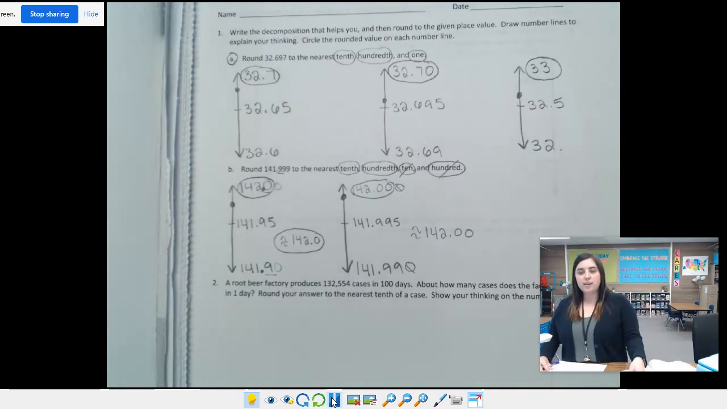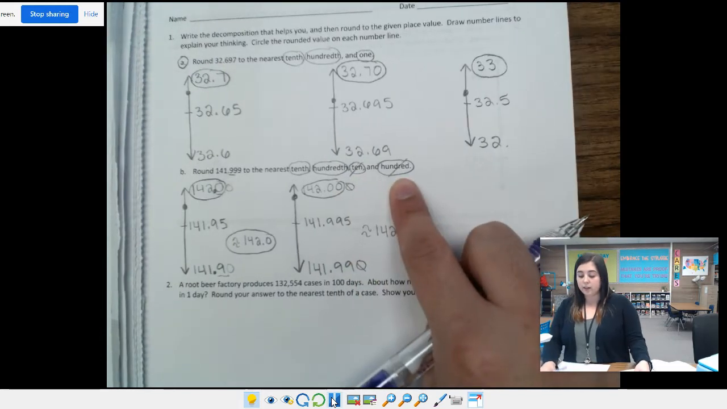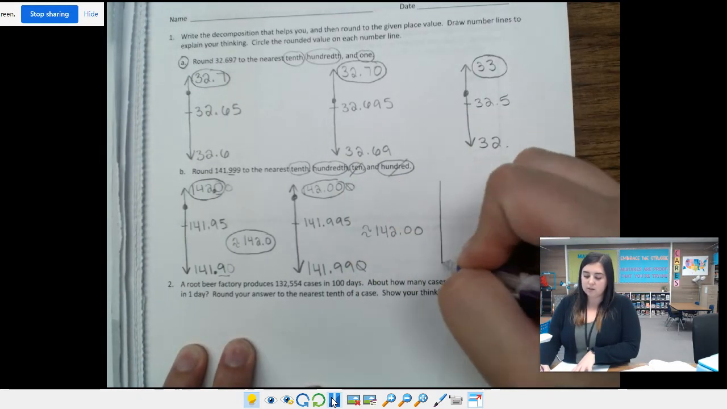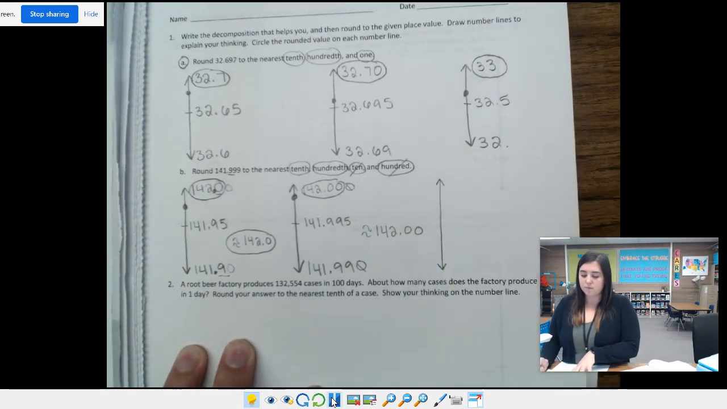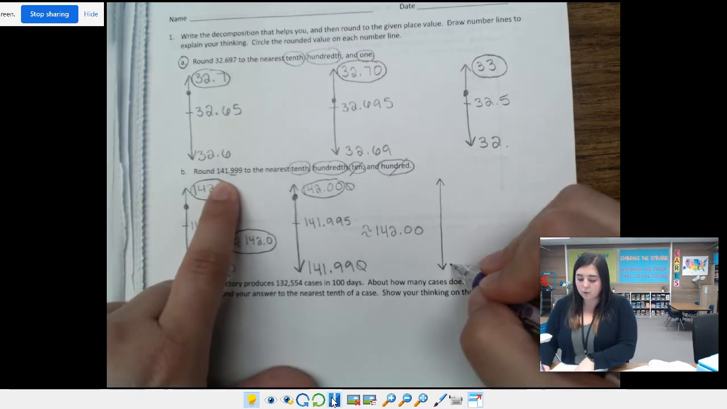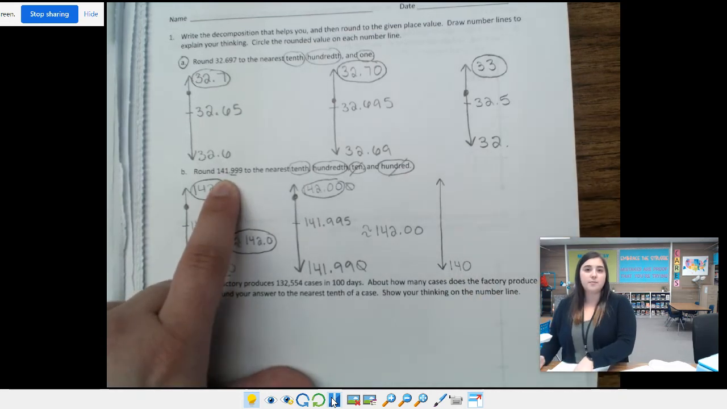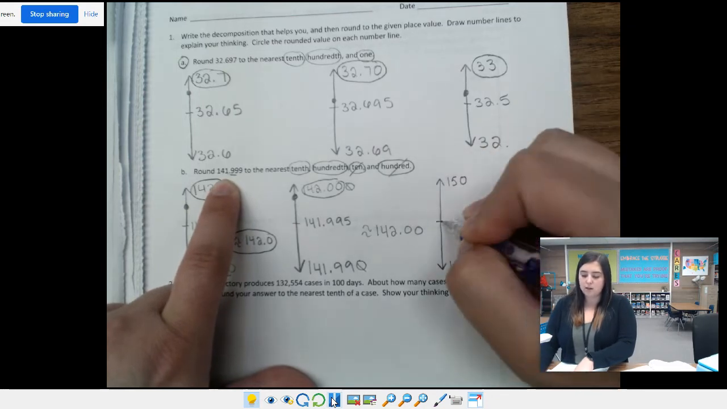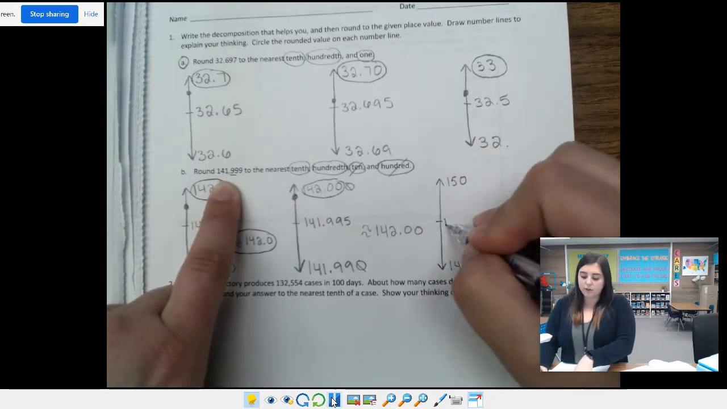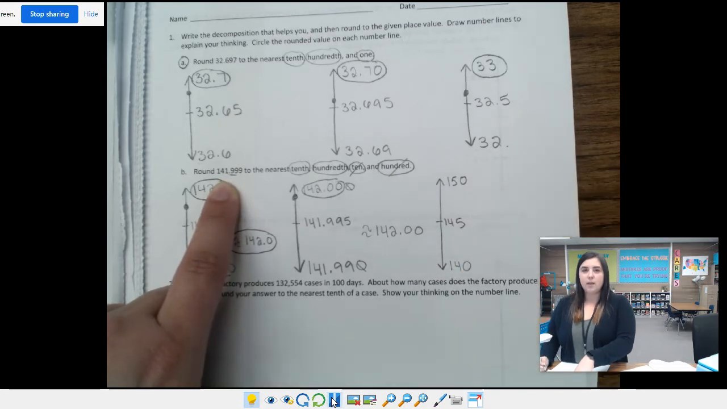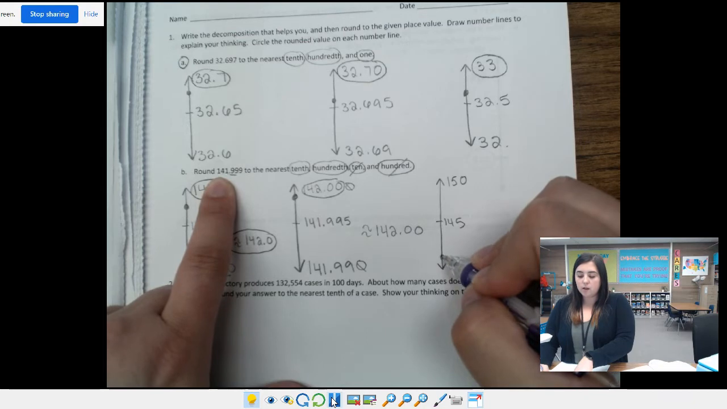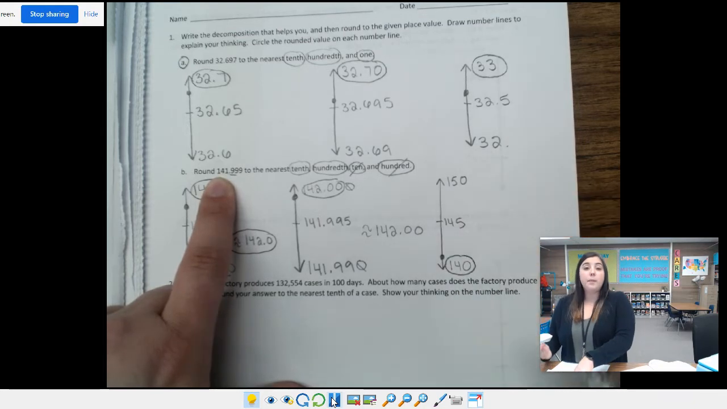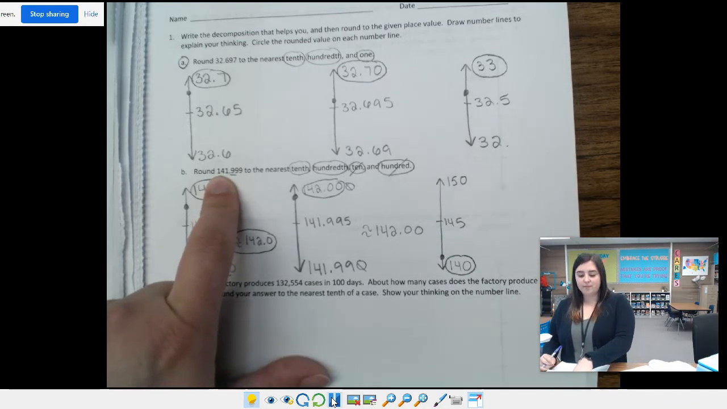Okay, for those curious what it would be for 10 and 100, here's my quick solve for you. Rounded to the nearest 10 would be 140. One more 10 would be 150. And in between those would be 145. Our original number is 141, which means I would say it's about 140.